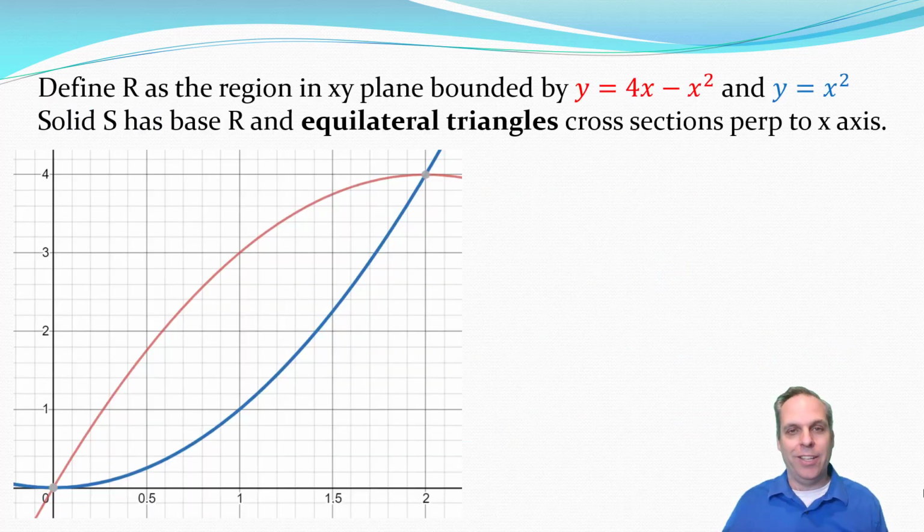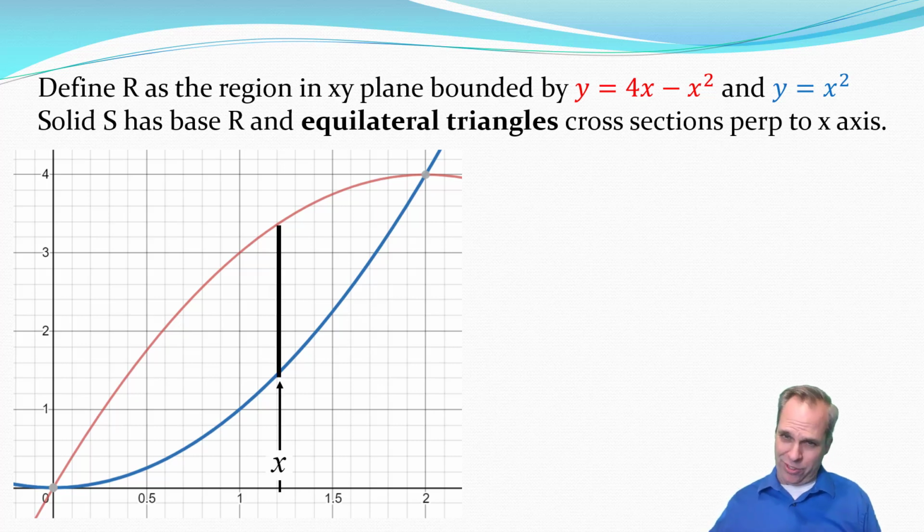Let's do it again. This time our solid will have the same exact base. It'll still be the same region, same curves, but this time the cross sections, when taken perpendicular to the x-axis, will not be squares, but equilateral triangles. So let's pick an x value and look at that cross section. Well, this is edge on, so you can't really see it.